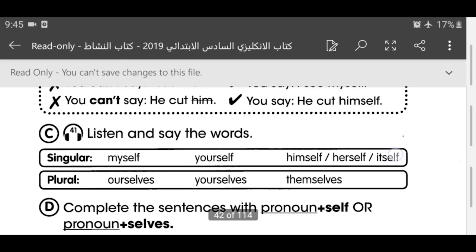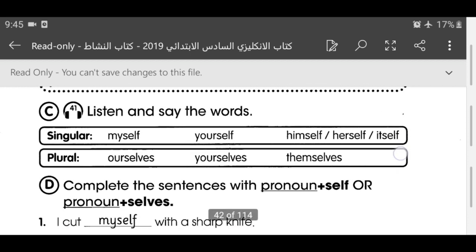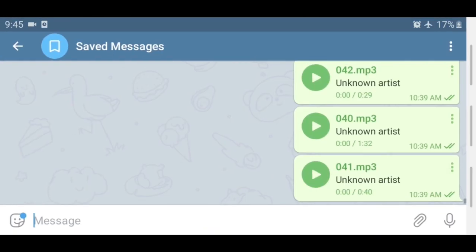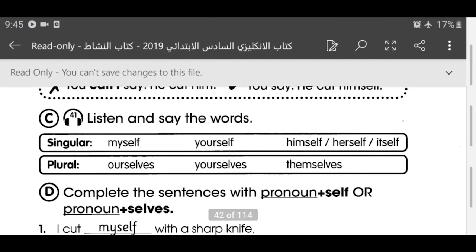Here we have 41. Listen and say the words. Here we have singular and plural. Singular: myself, yourself, himself, herself, and itself. Plural: we have ourselves, yourselves, and themselves. Let's listen now. Track 41. Listen and say the words.